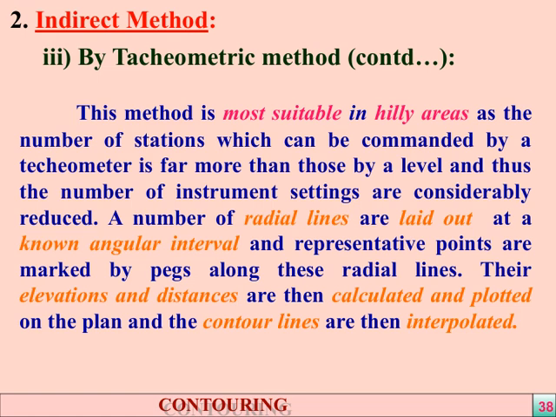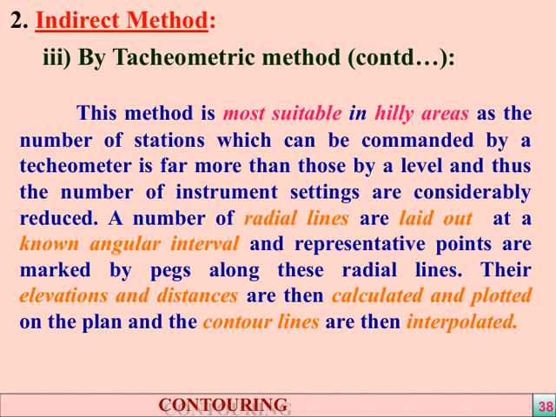This technique is especially useful in hilly areas. Why? Because the number of stations that a tachyometer can command is much greater than those accessible by a level, which means we can cover more ground with fewer instrument setups. Here's how it works. We lay out several radial lines at known angular intervals, much like spokes on a wheel. Along these radial lines, we mark points with pegs, which serve as our reference points. Using the tachyometer, we measure the elevations and distances to these points.